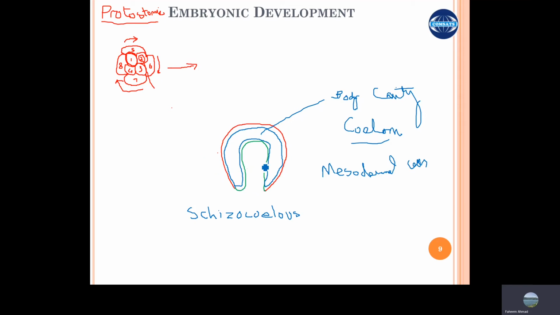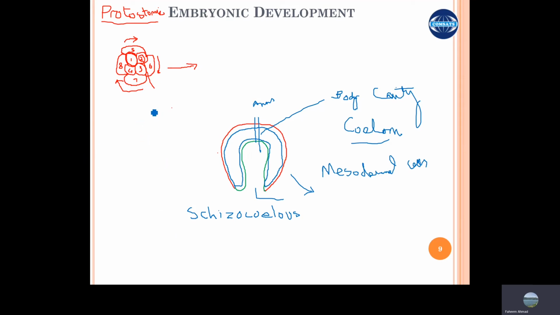And this part, and later on once the development continues, a secondary opening appears from here, and that becomes the anus, and this blastopore becomes the mouth, and the development completes, right? So this was all about the protostomic development.